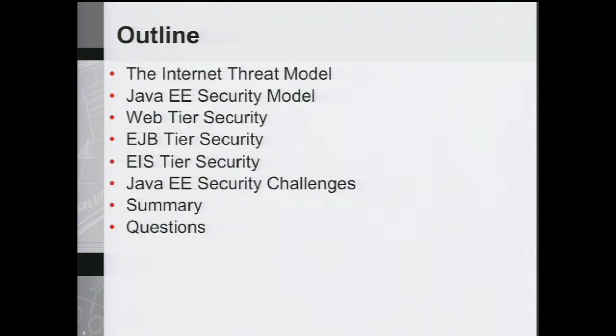So here's the outline. First, we want to talk about the internet threat model. Then we're going to talk about the Java EE security model itself. Then we'll talk about securing the web tier. We'll talk about securing the EJB tier, the business logic tier. Then we're going to talk about securing the enterprise integration tier, your data services. And then some Java security challenges in terms of the EE platform, summary, and hopefully, if time permits, we'll do Q&A. It's going to be a packed, tight session, lots of stuff going on, and the slides will be available right after the session. Okay, so let's talk about the internet threat model.